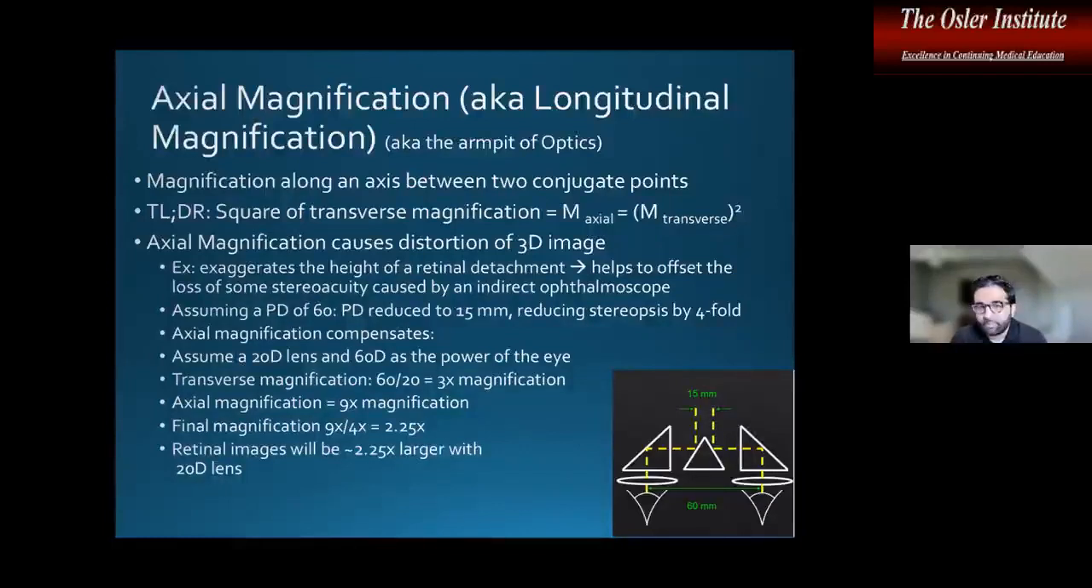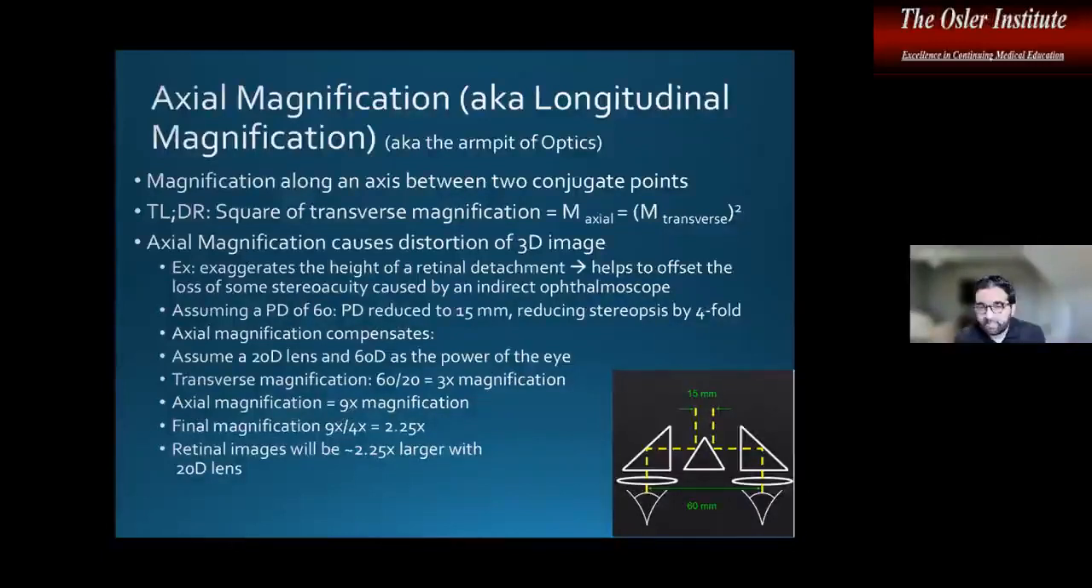So for example, if we were to look at the height of a retinal detachment, axial magnification will help to offset some of the loss of the stereo acuity that's caused by an indirect ophthalmoscope. So for example, let's say we have a PD of 60 millimeters. When we look through the indirect ophthalmoscope, the PD is effectively reduced down to 15 millimeters. So right off the bat, we've lost 4-fold of the stereopsis when using the indirect. But the axial magnification will compensate.